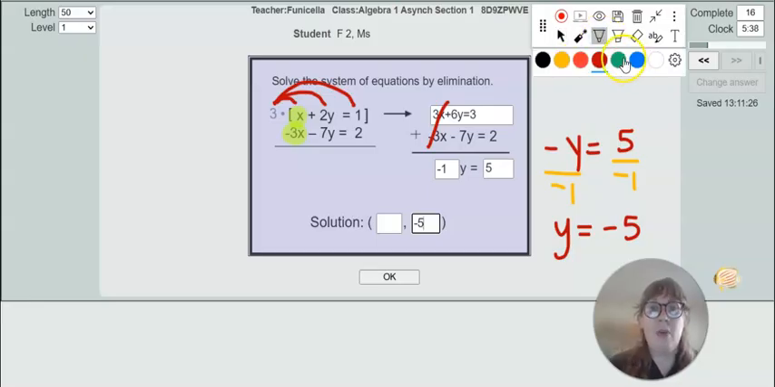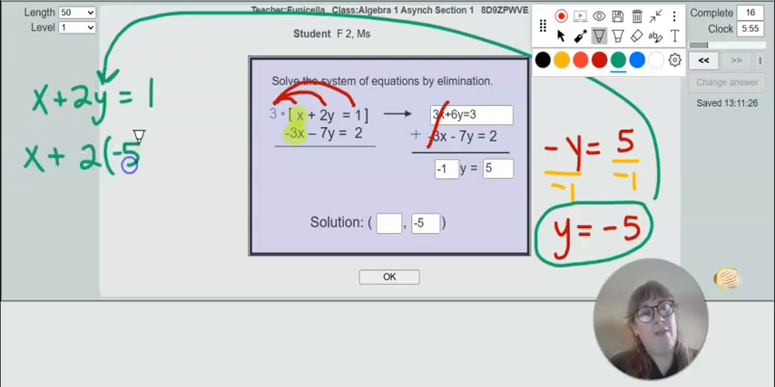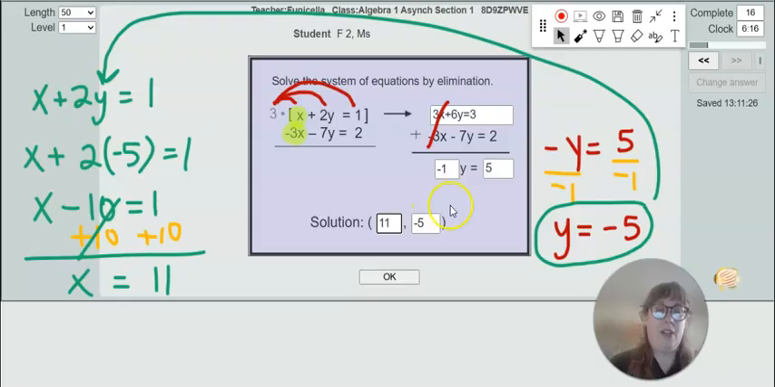And now to get the x coordinate, we can choose either equation. It does not matter. So if I choose the first one, which was x plus 2y equals 1, I'm taking this negative 5 and I'm plugging it in for y. So I have x plus 2 times negative 5 equals 1. 2 times negative 5 is a negative 10. So we have x minus 10 equals 1. And then final step is to add 10 to both sides. And we get x equals 11. So our solution is 11 comma negative 5.